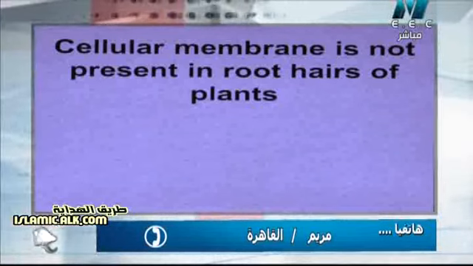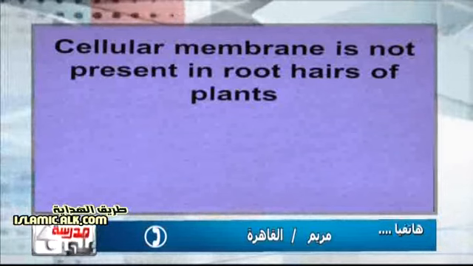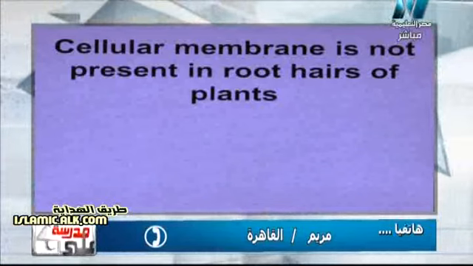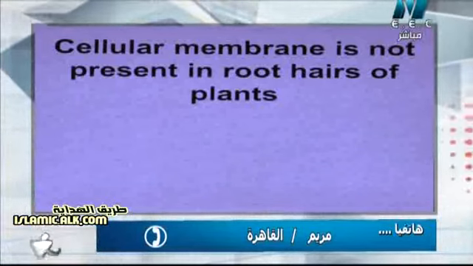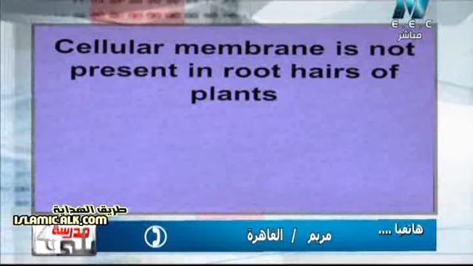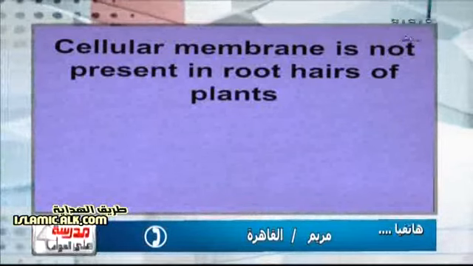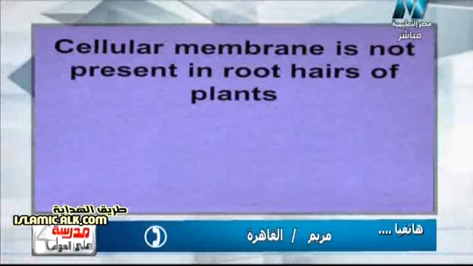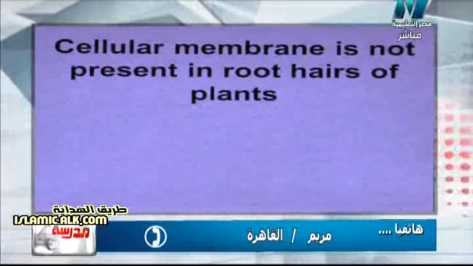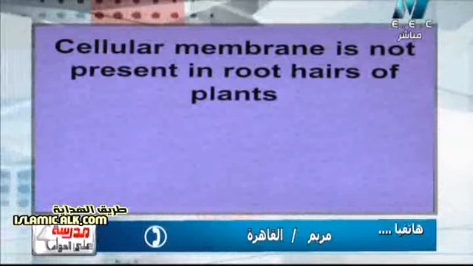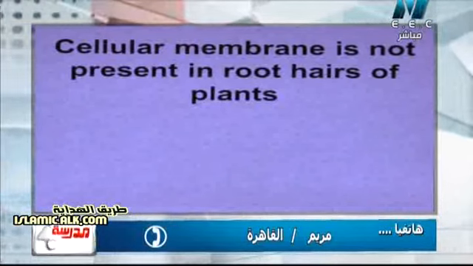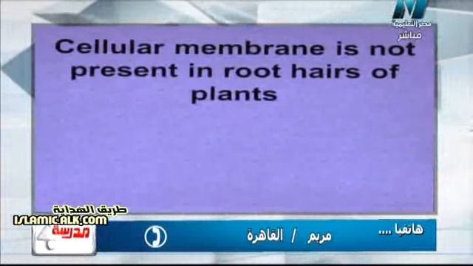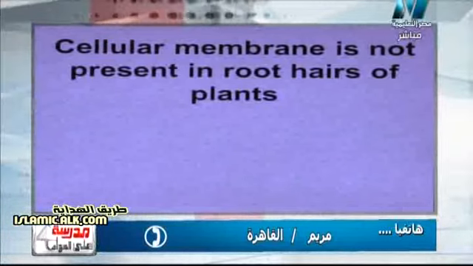It will not absorb the salts and the water. No, wrong, Mariam. Here I want the function of the cellular membrane. إيه هي الفانكشن بتاع cellular membrane? It controls the passage of substances entering or leaving the cell. هو بيتحكم في مرور المواد اللي تدخل أو تخرج من الخلية. So what happens if the cell membrane isn't present? The plant cannot control the passage of the salts it needs.